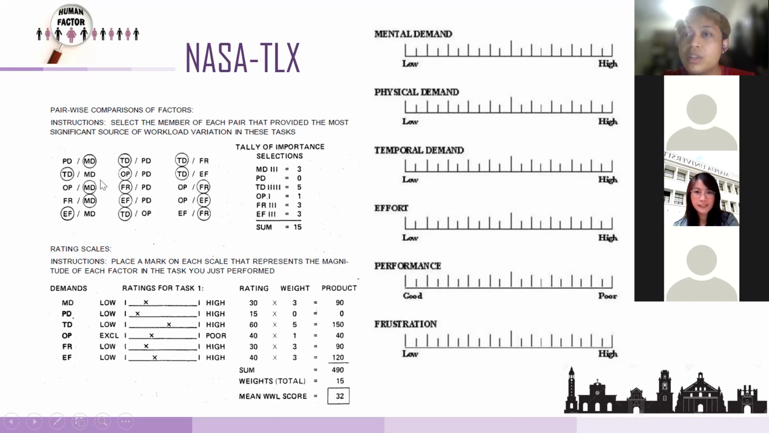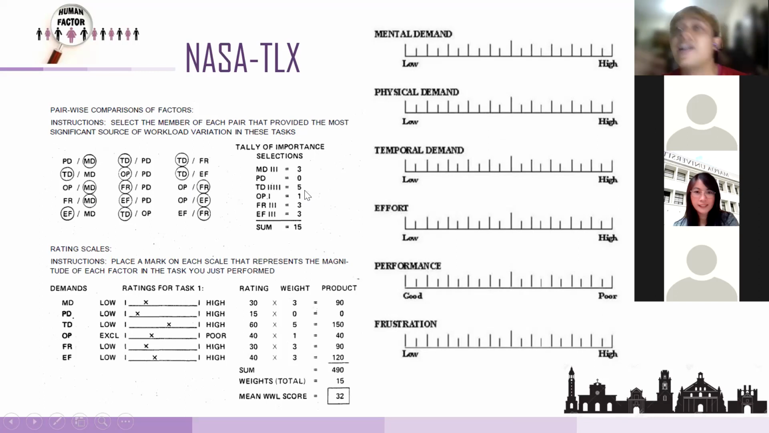Because they have 6, later on you will see the 15 pairs of comparison. From these 15, you count how many times each was selected. For example, mental demand in here was selected 3 times. Physical demand is 0. Temporal demand is very high, 5.